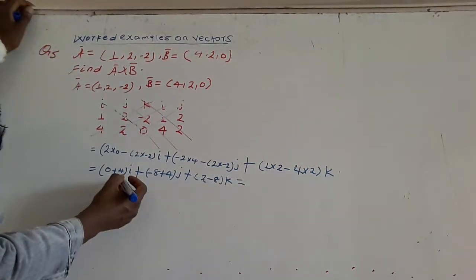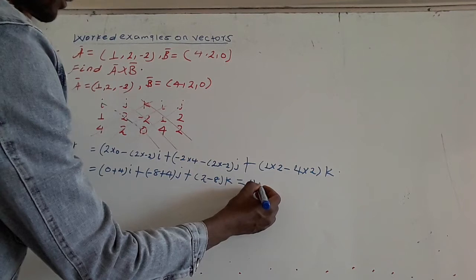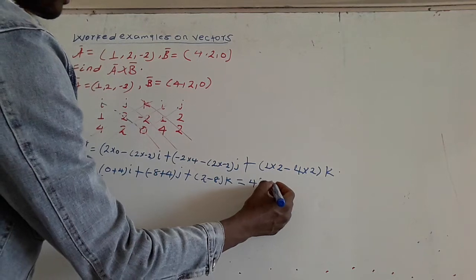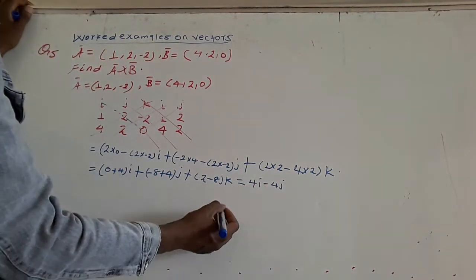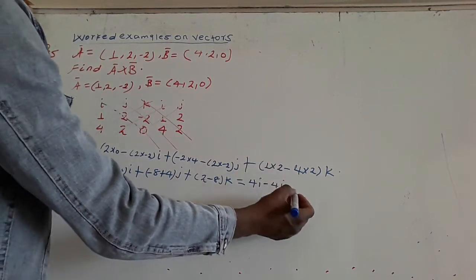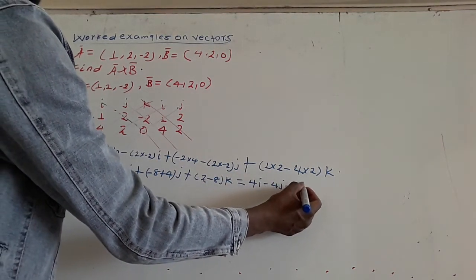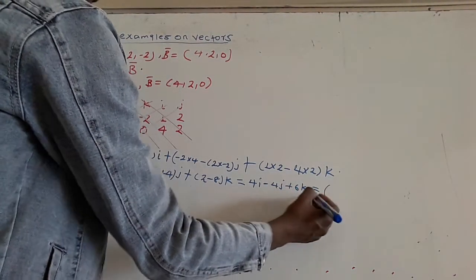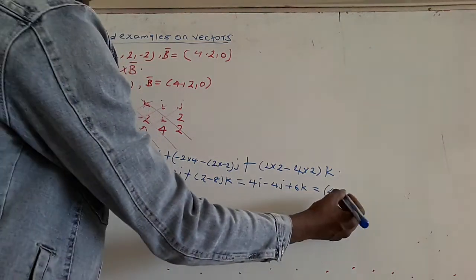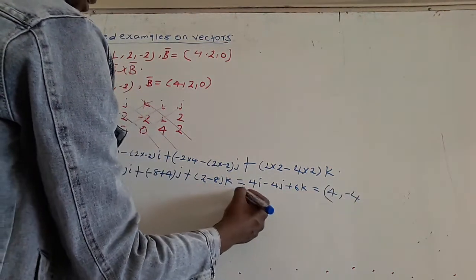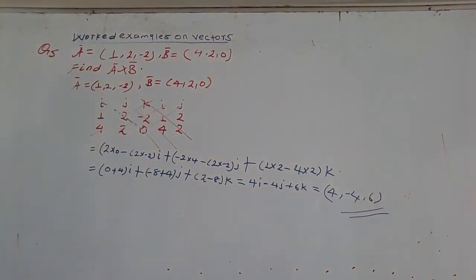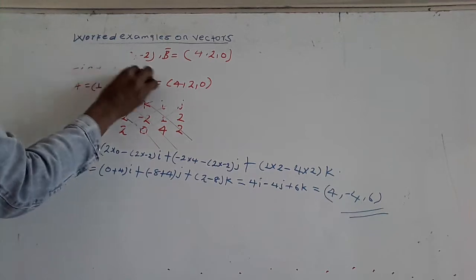This is equals to 4i minus 6j plus minus 6k, so the vector is 4, 6, minus 6. So this is another example.